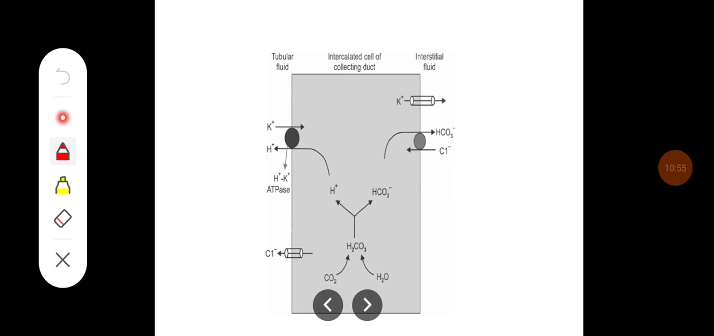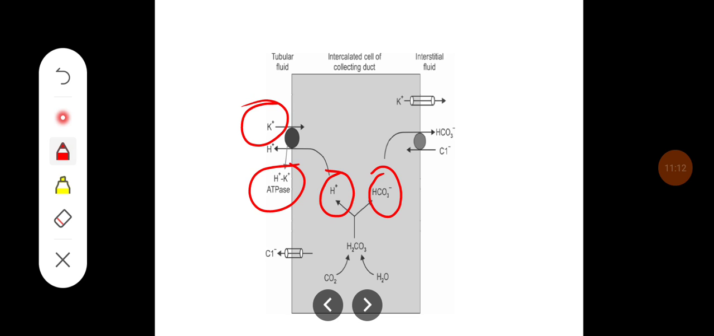Okay. So this is how the bicarbonate is reabsorbed back across the basolateral membrane, and the H plus ions are secreted into the tubular fluid in exchange for potassium through the hydrogen potassium ATPase.